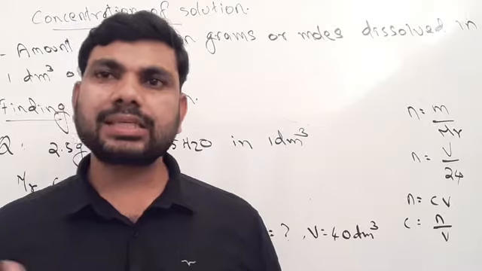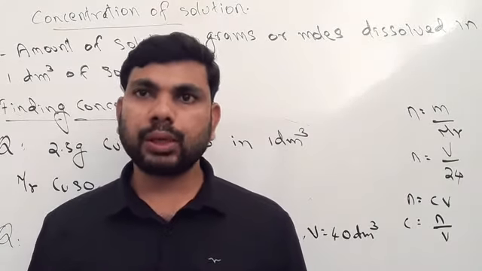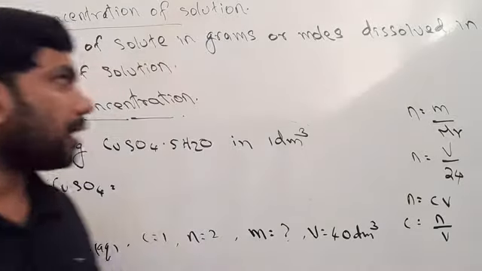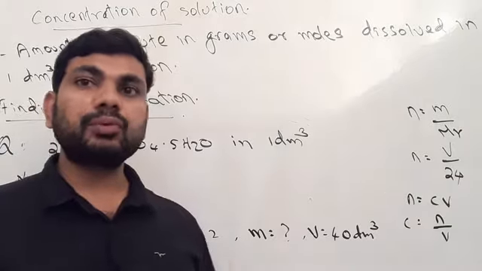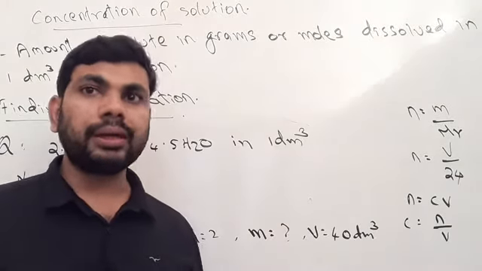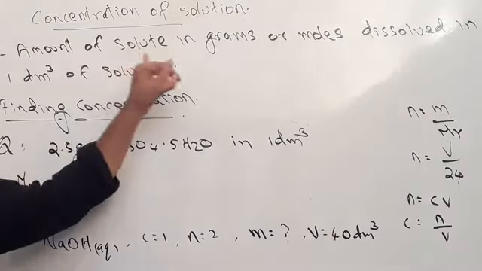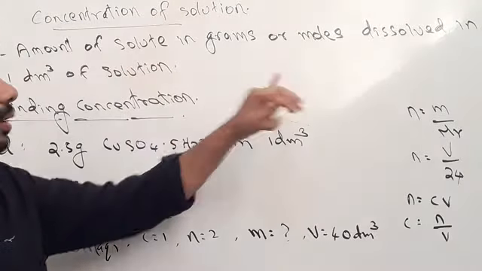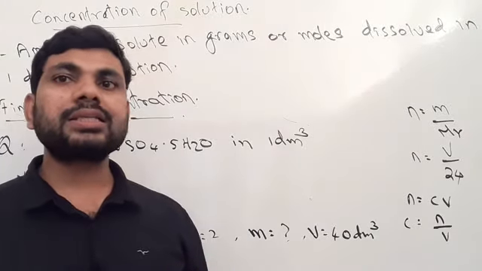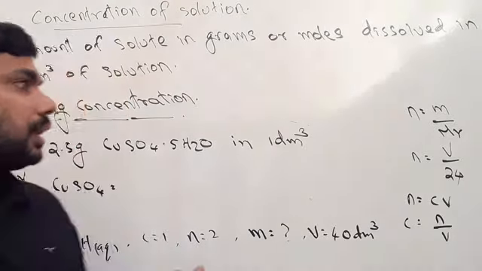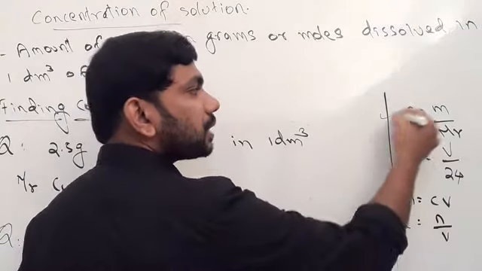We have to discuss the relation between concentration and number of moles. First we have to understand what concentration is. Concentration means the amount of solute, in gram or mole, dissolved in 1 decimeter cube of solution. Okay, that is concentration.